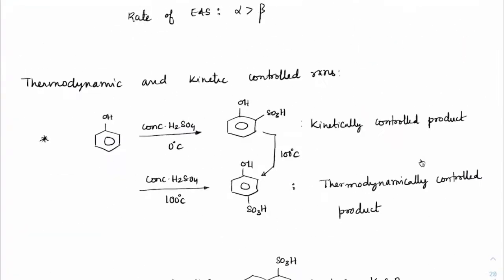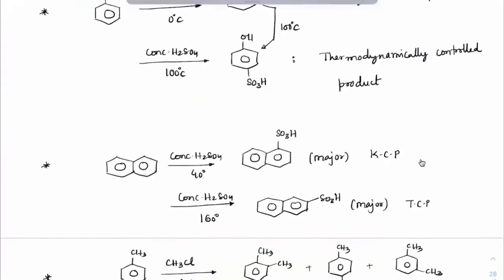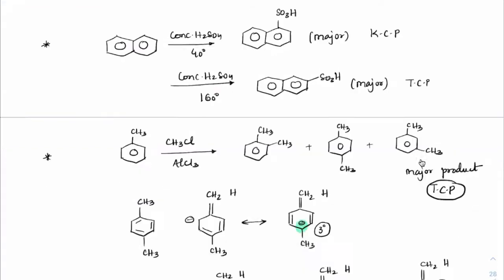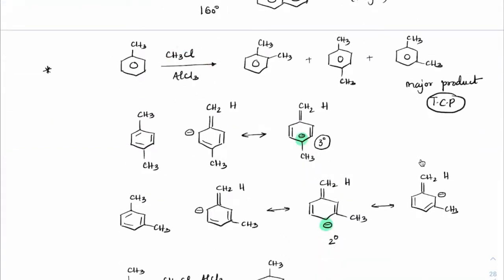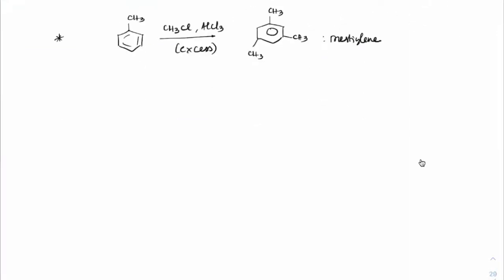Yesterday, the last thing we discussed was thermodynamically and kinetically controlled reactions. We saw how concentrated H2SO4 at different temperatures behaves differently to give major and minor products. Similarly, we saw which will be the major and minor product when Friedel-Crafts alkylation is done. Today, we'll discuss the OP ratio, the ortho-para ratio.